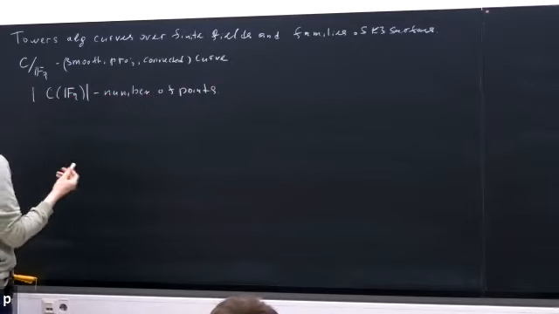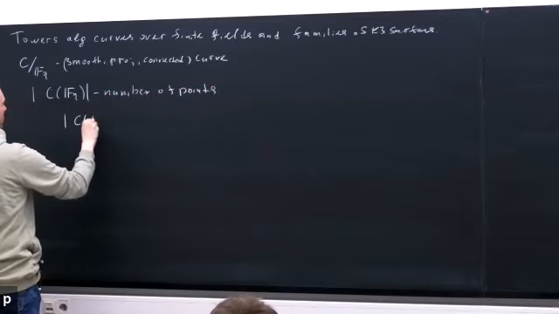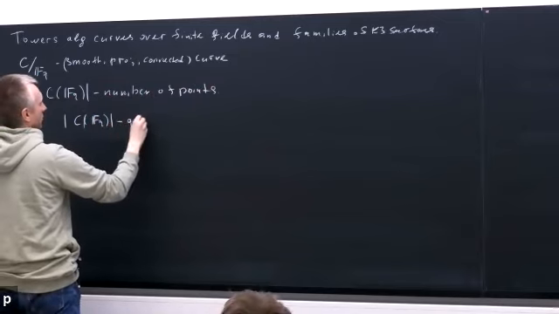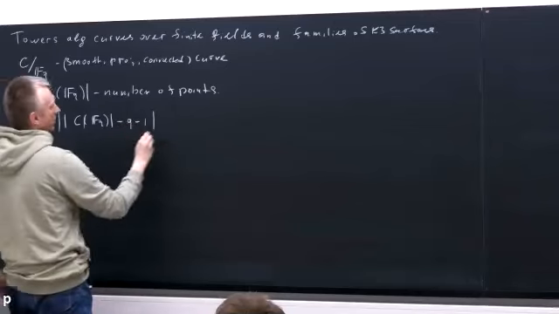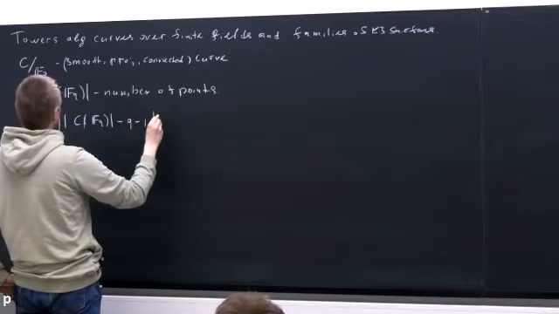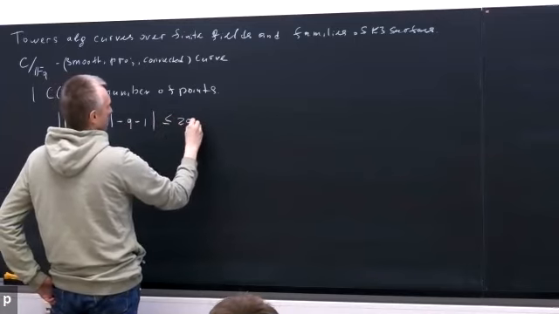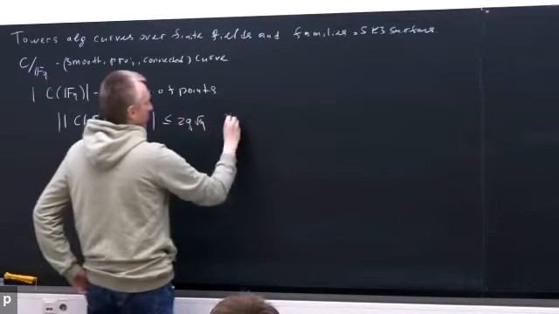And well, what is known about this number? That there is a Weil bound: this number minus q minus 1 is not greater than 2g square root of q. This is called the Weil bound.